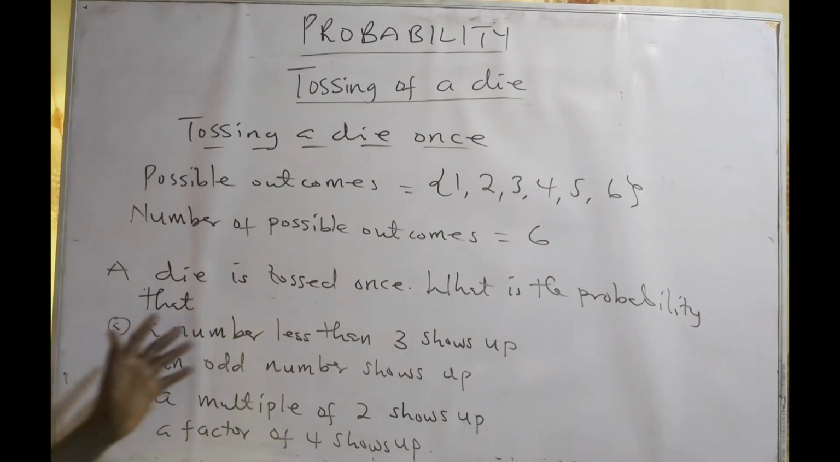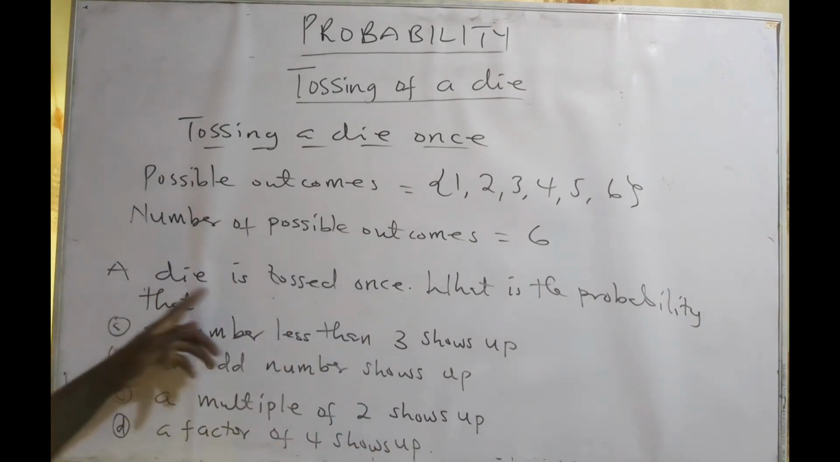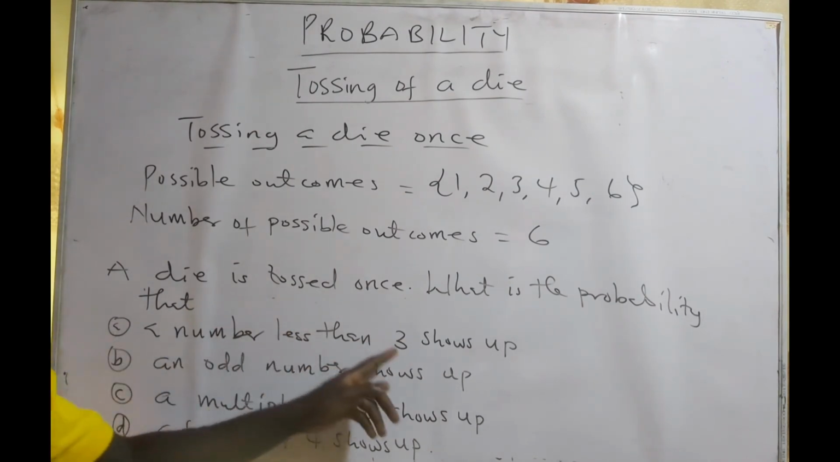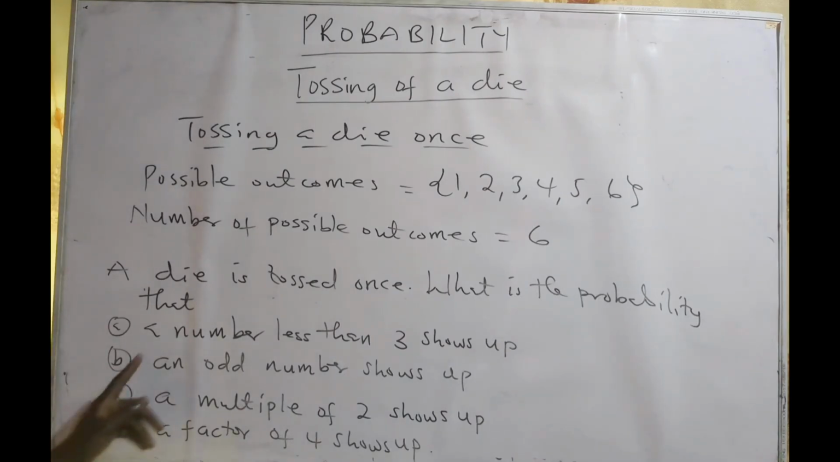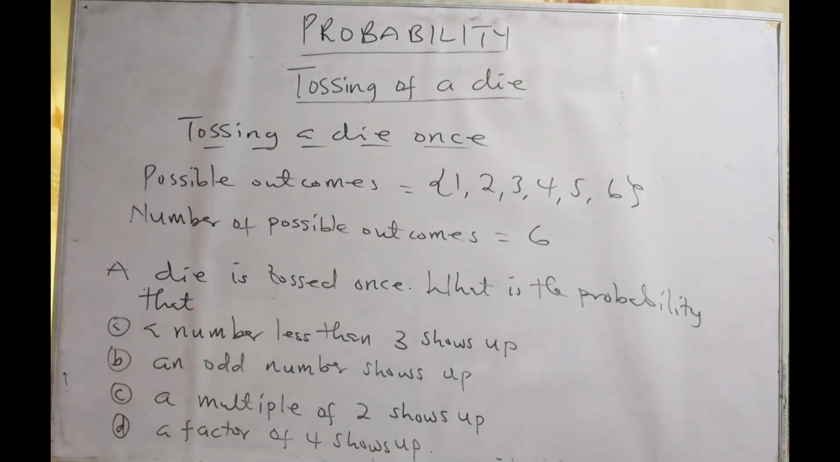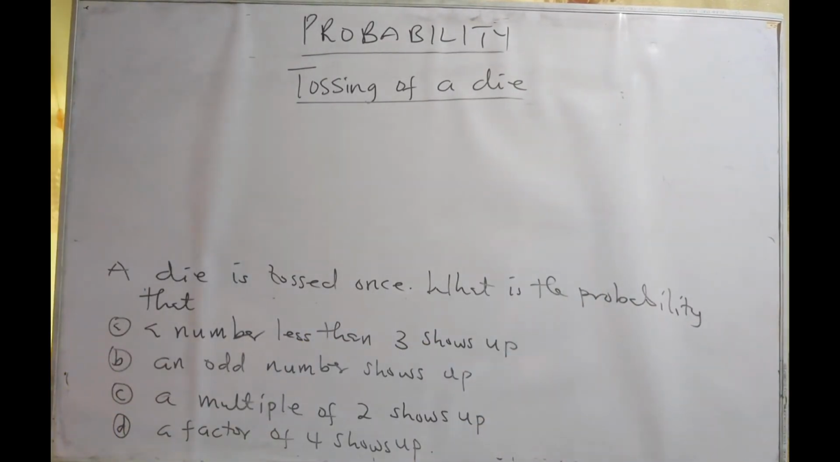So let's look at this question on when a die is tossed once. Very interesting question. A die is tossed once. What is the probability that A, a number less than 3 shows up, B, an odd number shows up, C, a multiple of 2 shows up, and D, a factor of 4 shows up? So we are going to solve this question.